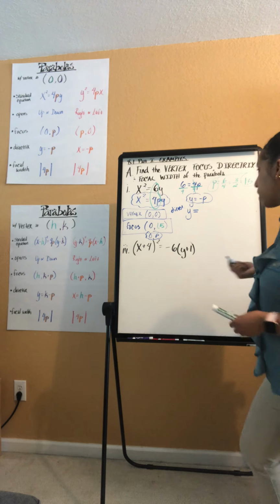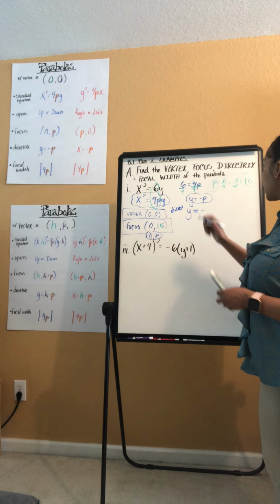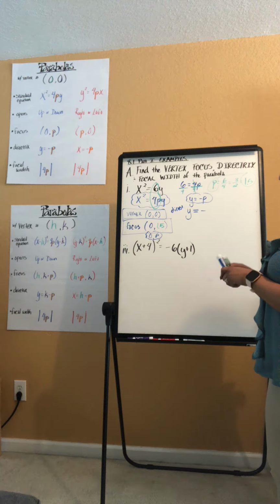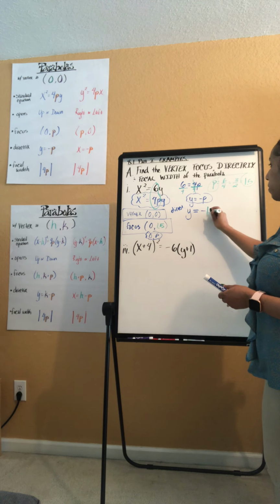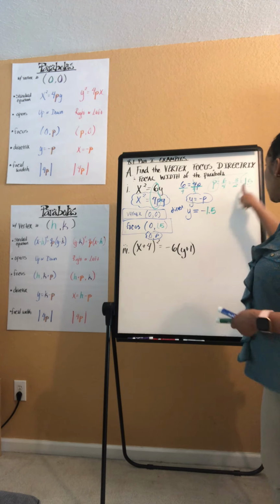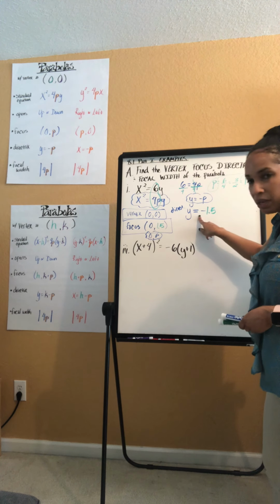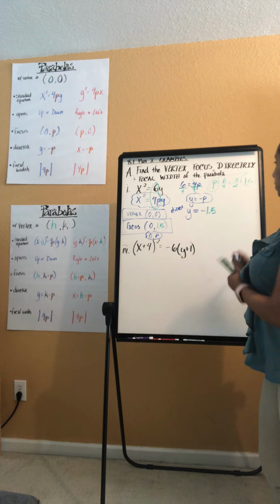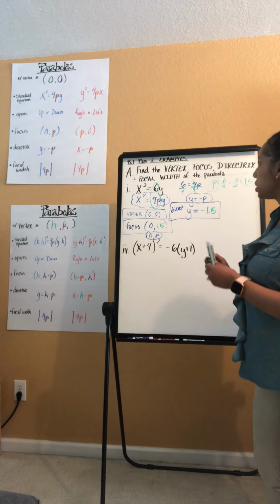We'll just abbreviate it. All right, so y equals negative p. Well, p was 1.5, right? So negative 1.5. And yes, if this p was already negative, then this would be a positive, right? All right, so there's my directrix.